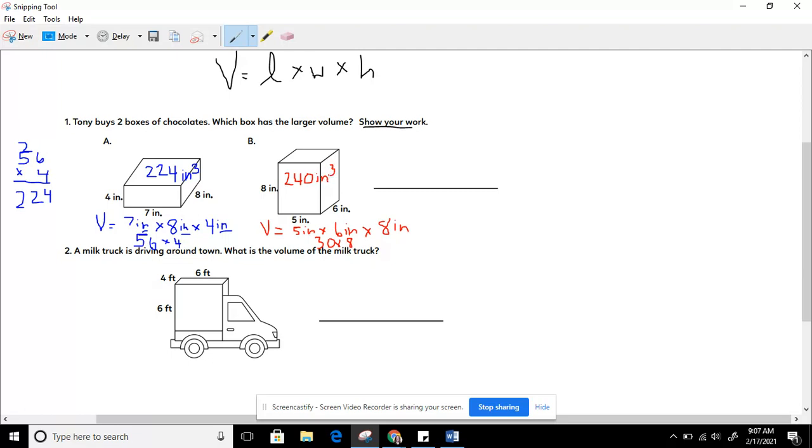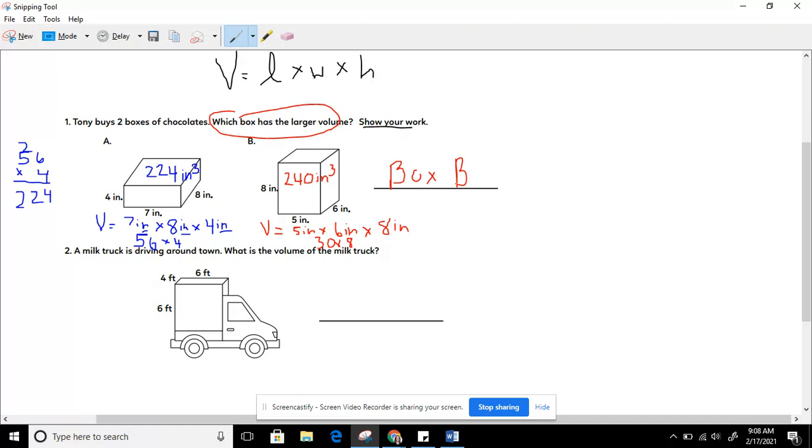And now you have to compare because the question is which box has the larger volume? We've got 224 inches cubed for box A, 240 inches cubed for box B. So box B has the larger volume. Okay, so that's number one.